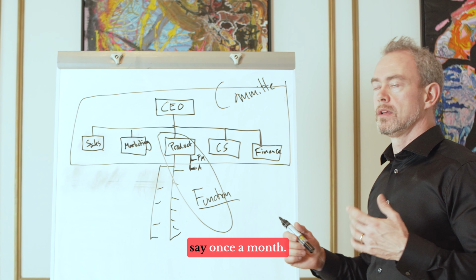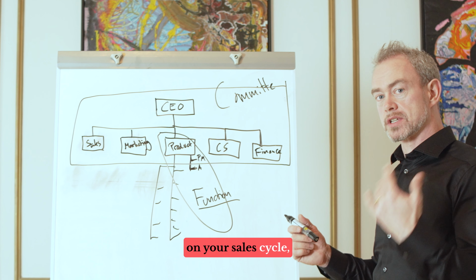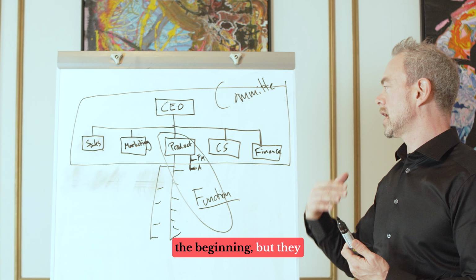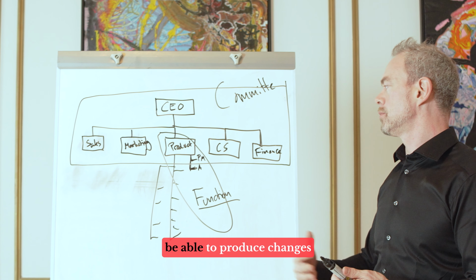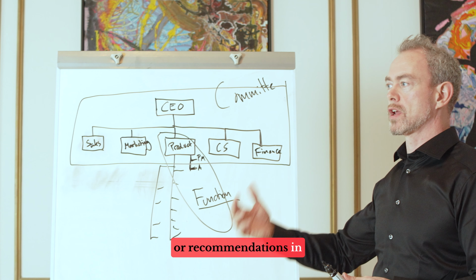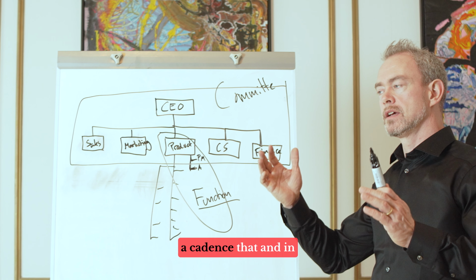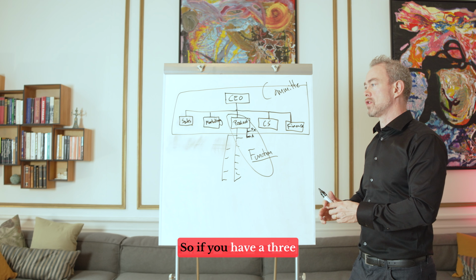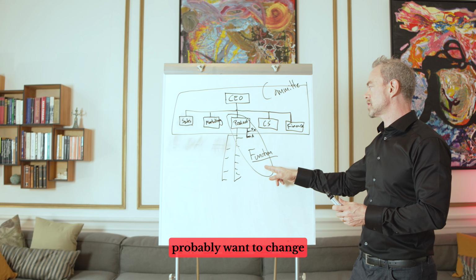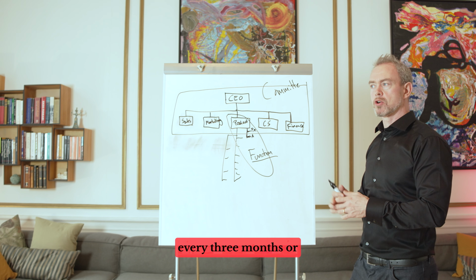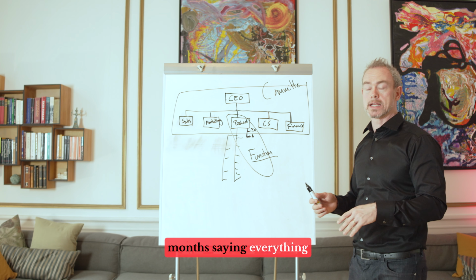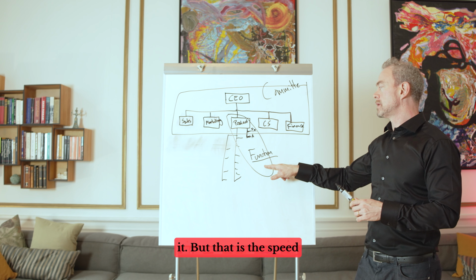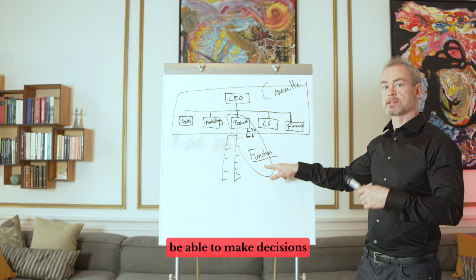I would usually say once a month. It depends a little bit on your sales cycle, because I think the function should, maybe not in the beginning, but soon ramp up to be able to produce changes or recommendations in the same cadence as the sales cycle. So if you have a 3-month sales cycle, you probably want to change pricing and packaging every 3 months, or be ready for it, or be ready every 3 months to say everything is fine, we don't change it. But that is the speed with which you should be able to make decisions and make changes.